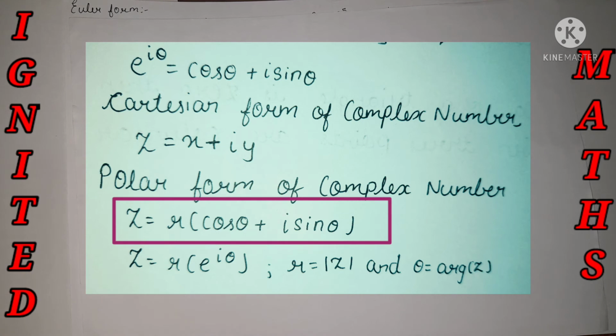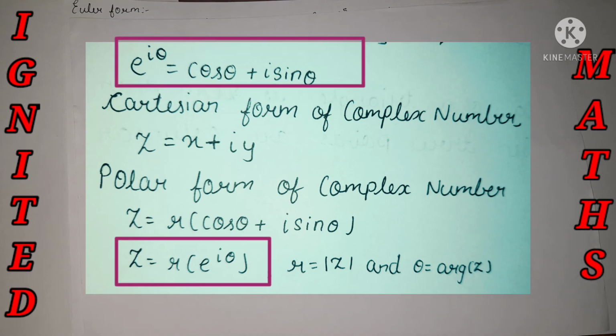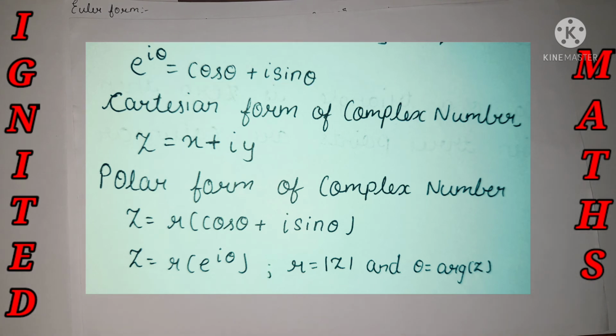The polar form of z, as we have done previously with lots of sums related to it, is z is equal to r times cos theta plus i sin theta. And cos theta plus i sin theta, as previously represented, is e raised to i theta. Just put the value here. So the formula is z is equal to r e raised to i theta, where r is equal to mod z and theta is nothing but the argument of z.